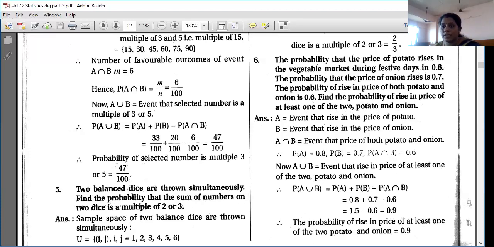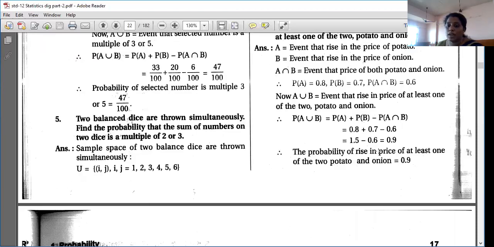This is the way only, the means potato and onion means both you have to see. Here only it is said that at least one of the two. That means either potato or onion. You have to make the question according to your way, so that you will come to know what is given and what you have to find.